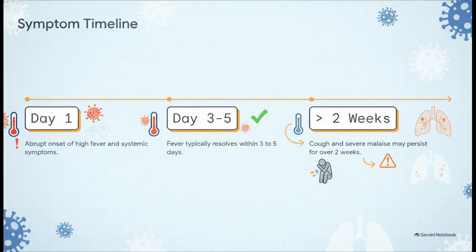Understanding this timeline is so key for managing patient expectations. You've got that abrupt onset of systemic symptoms and fever on day 1. Usually the fever resolves around day 3 to day 5. But take a look at that long tail. That dry cough and severe malaise, those can linger for more than 2 weeks. Communicating this upfront really prevents patients from panicking when they still feel totally drained long after their fever has broken.